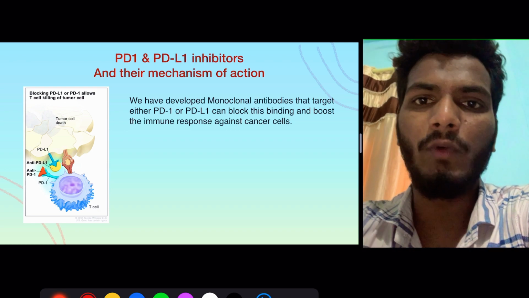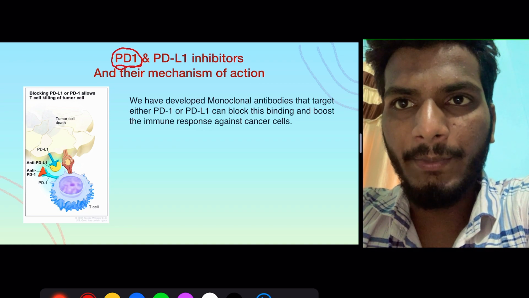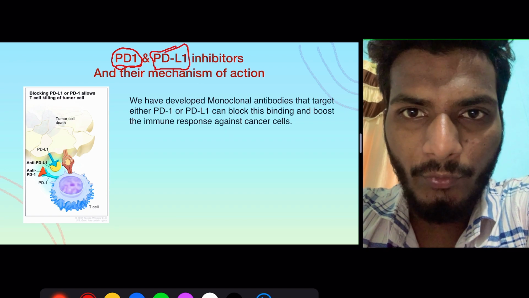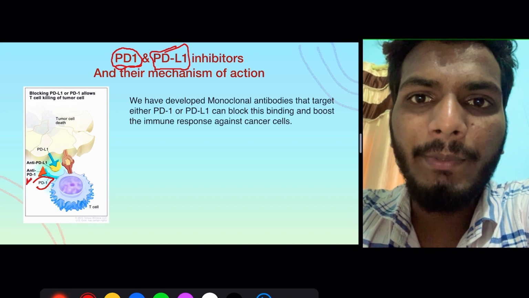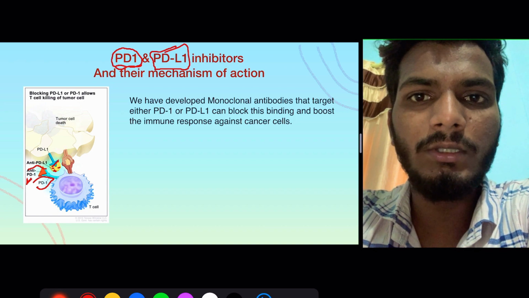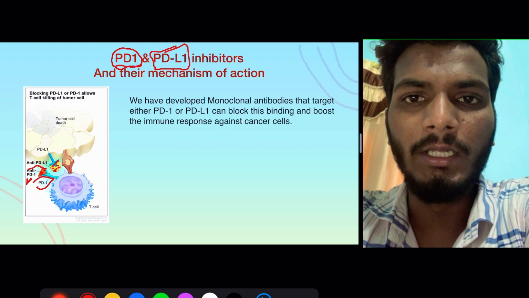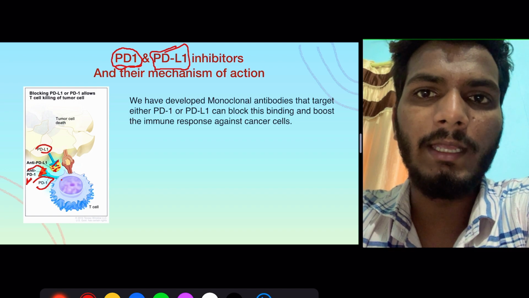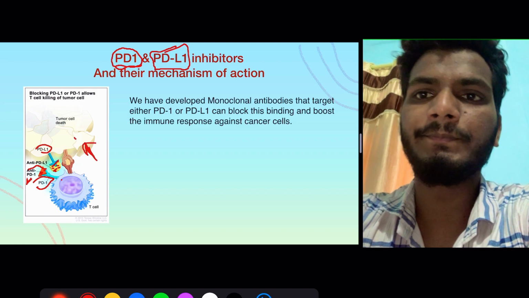For that, we can inhibit PD1 and inhibit PD-L1. That's what we have done. We have inhibited PD1 by anti-PD1 and PD-L1 by anti-PD-L1. So we give these molecules to inhibit this interaction, by which PD1 can't bind with PD-L1 and hence our immune system will attack this tumor cell.